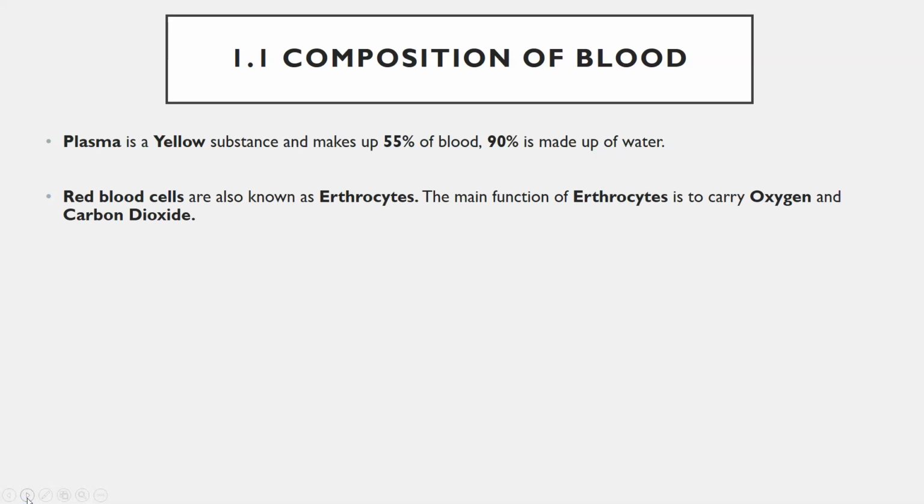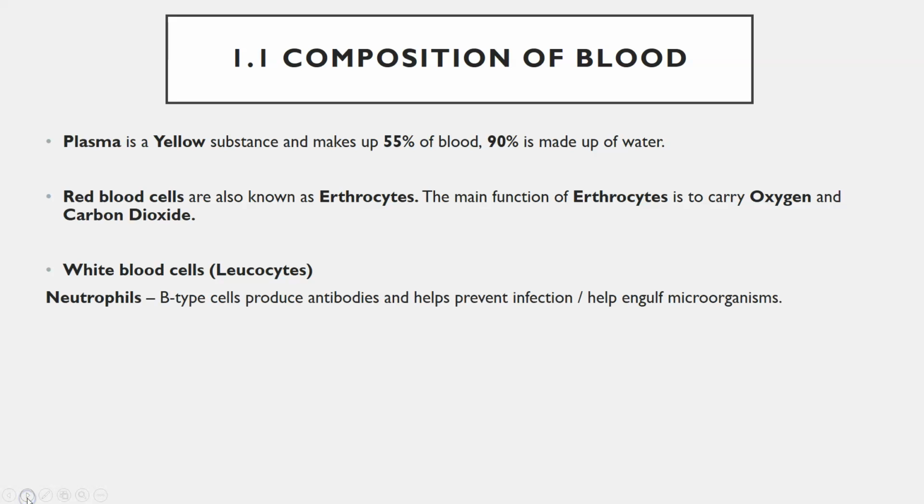And we've got red blood cells, also known as erythrocytes. The main function of erythrocytes is to carry oxygen and carbon dioxide. We are going to come back to red blood cells a bit later on during this screencast. Then we have white blood cells, also known as leukocytes. And we have neutrophils, which are B-type cells, produce antibodies and help prevent infection, help engulf microorganisms, something important to remember.